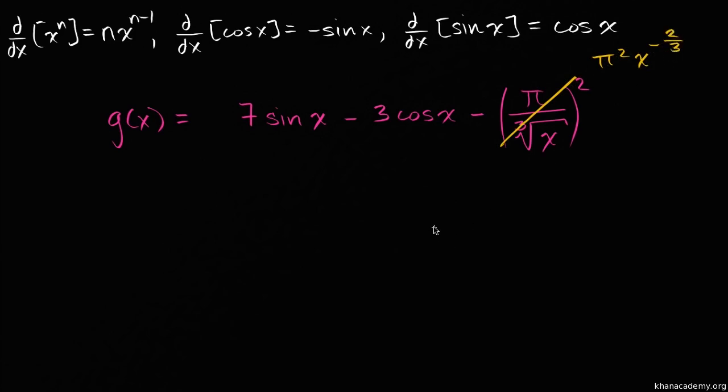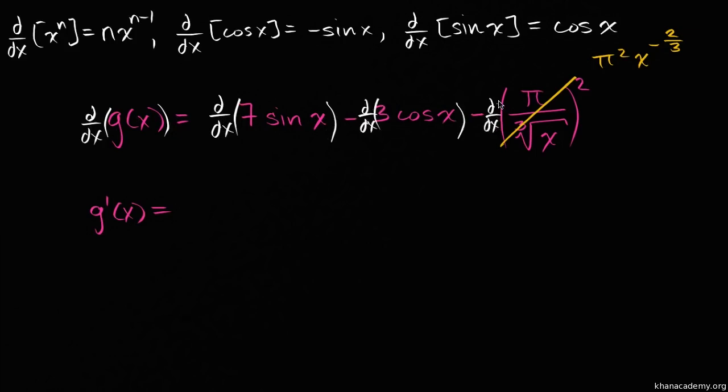So now let's take the derivative of each of these pieces of this expression. So we want to evaluate what the g prime of x is. So g prime of x is going to be equal to, you could view it as the derivative with respect to x of 7 sine of x. So we can do the derivative operator on both sides here just to make it clear what we're doing. So we're going to apply it there, we're going to apply it there, and we're going to apply it there. So this derivative is going to be 7 times the derivative of sine of x. So this is just going to be 7 times cosine of x.